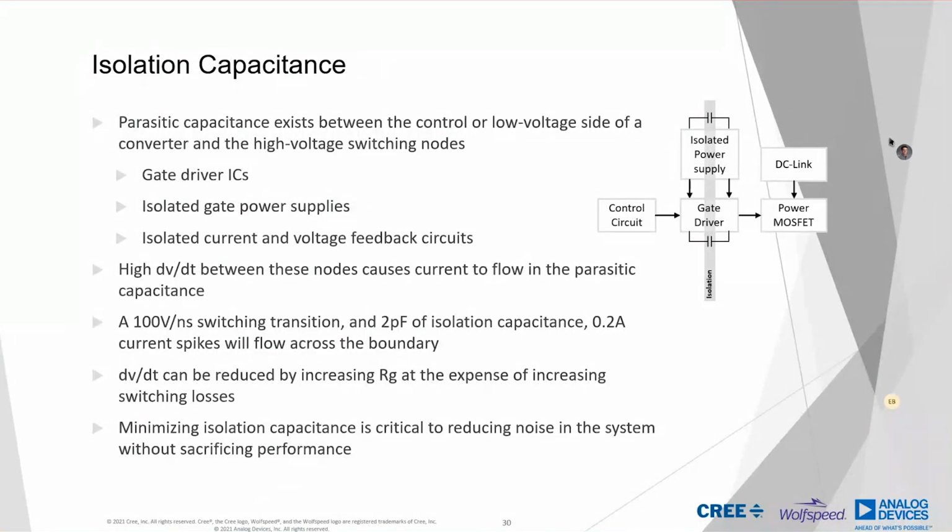So I guess the message to take away here is that when selecting parts and doing layouts, you want to make sure to minimize the capacitance there. For instance, 2 picofarads of capacitance with 100 volts per nanosecond dV/dt on the MOSFET can give 0.2 amp current spikes across that boundary. They're very short-lived, but they can cause noise issues on your low voltage circuitry, analog feedback, things like that. So overall, minimizing that capacitance is going to give you a lower noise system at the end of the day, and help with EMI performance as well.